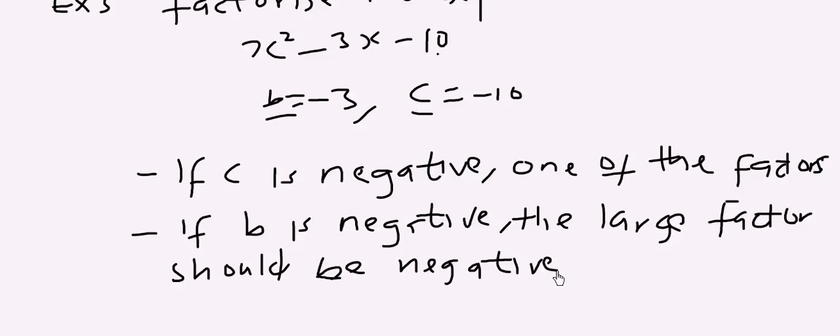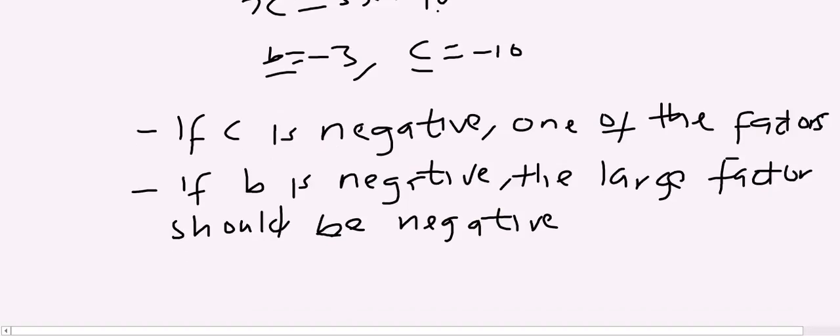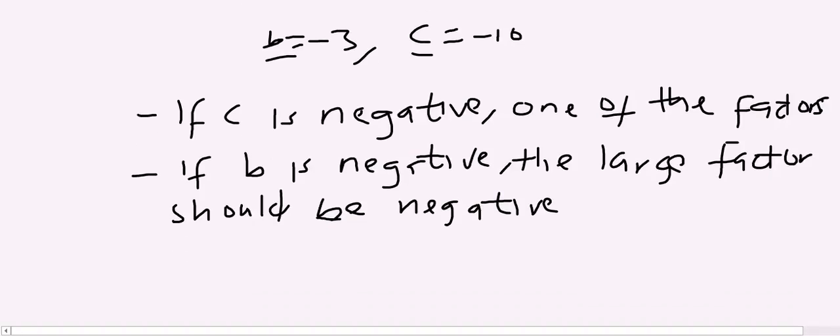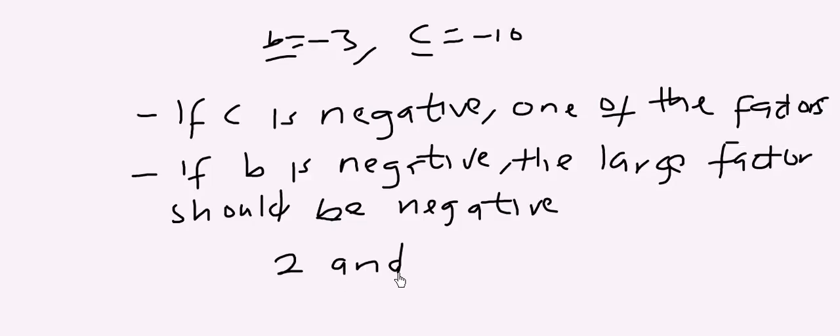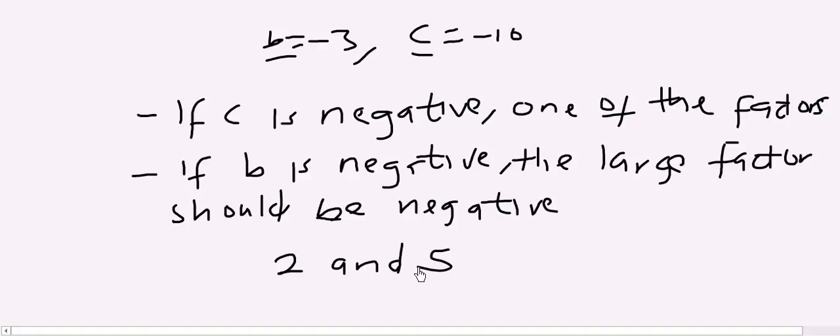So in this case, I have c as minus 10 and b as minus 3. So both c and b are negative. So we said if c is negative, one of the factors must be negative. And if b is negative, the larger factor should be negative. So what really comes to mind for our factors? 2 and 5, because 2 times 5 will give us 10.